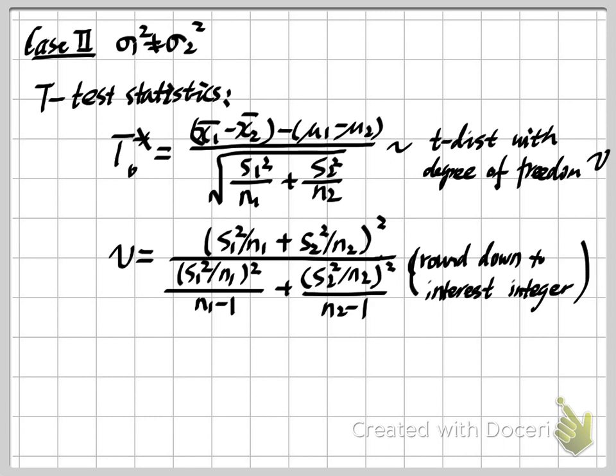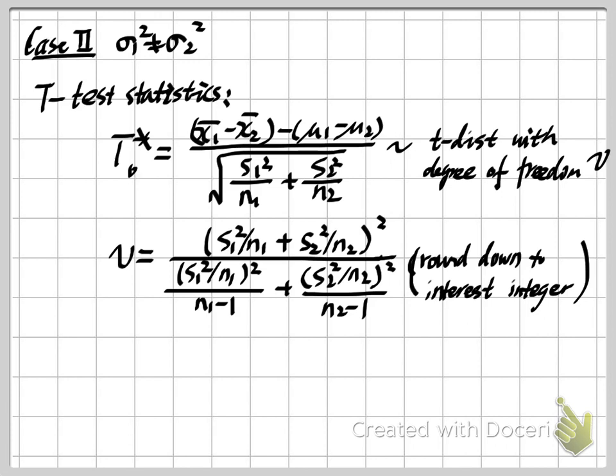After we have this test statistic, and we know this is a T-distribution and what our degree of freedom is, if we want to do the hypothesis test, then for the two-side test we use T alpha over 2 with this V as our degree of freedom. For the one-side test, we use T alpha with this V as our degree of freedom. I won't repeat this again in this part.